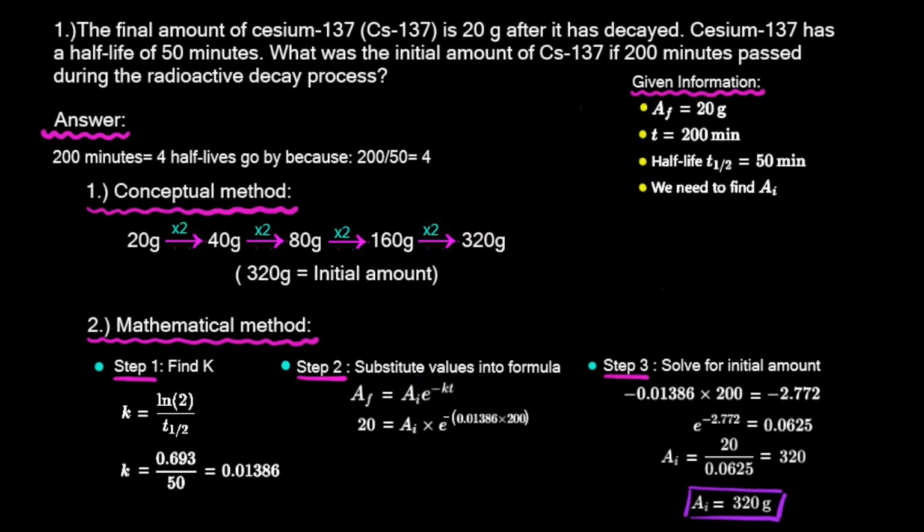So using both the intuitive method and the equation method, we find that the initial amount of cesium-137 is 320 grams. Let's move on to question number 2.